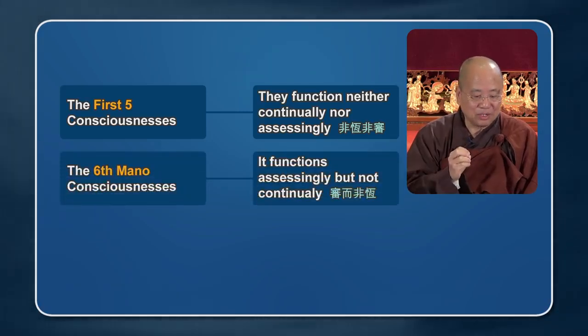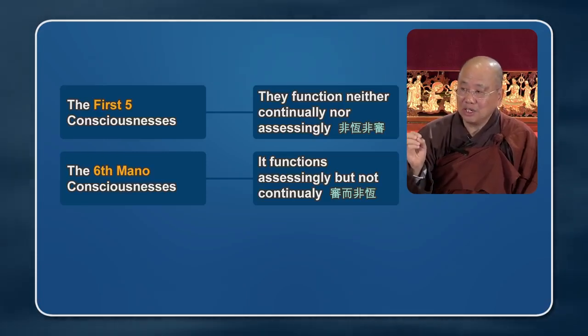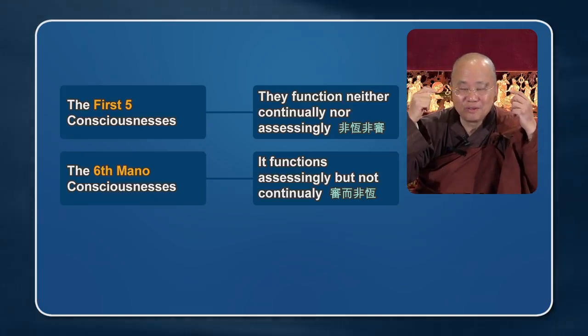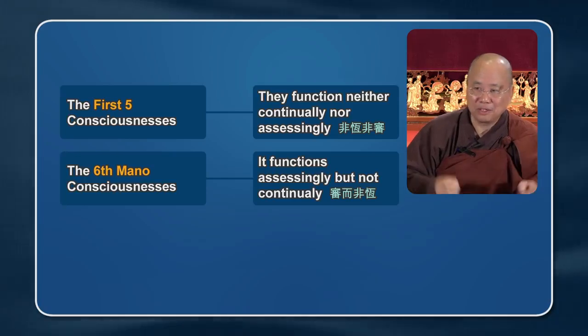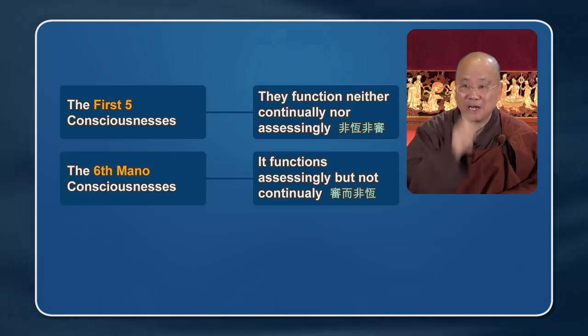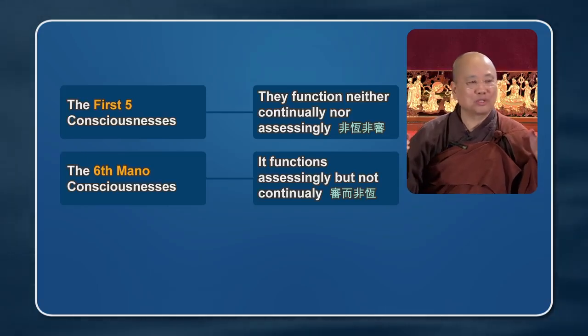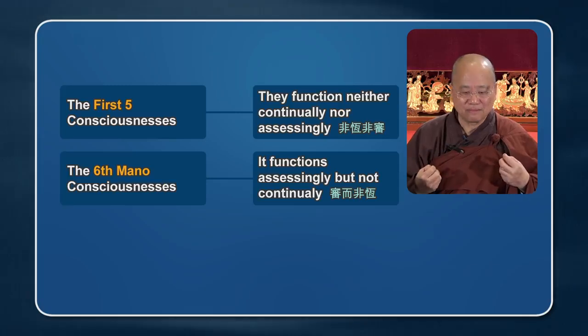The sixth consciousness, the mano consciousness, functions assessingly but not continually. In other words, your thinking consciousness, the sixth consciousness, always assesses. Is this good? Is this bad? Is this dangerous? Is this safe? This is ugly. This is beautiful. This is tall. This is short. This is poor. This is rich. Your sixth, your mano, always assesses.